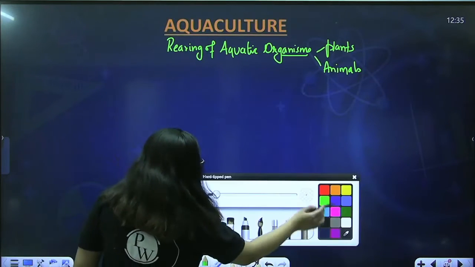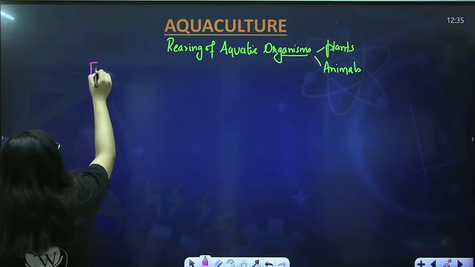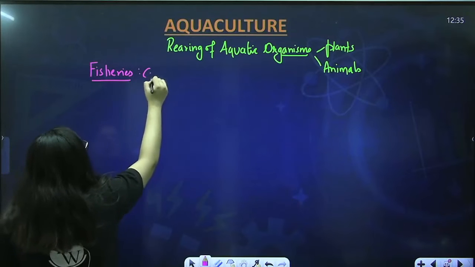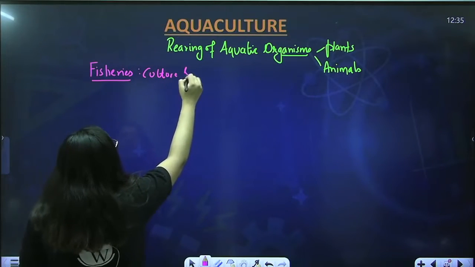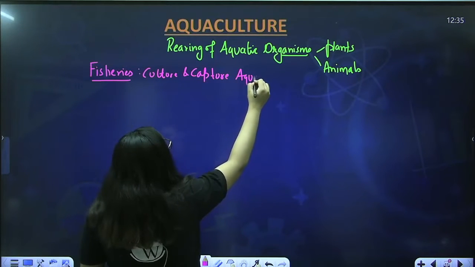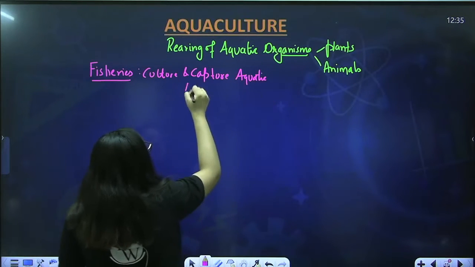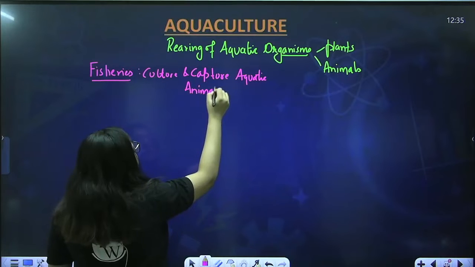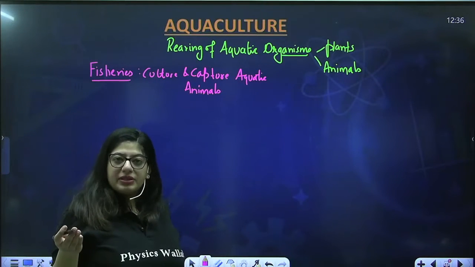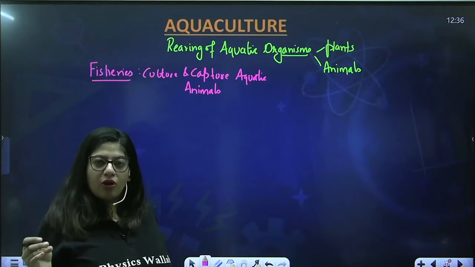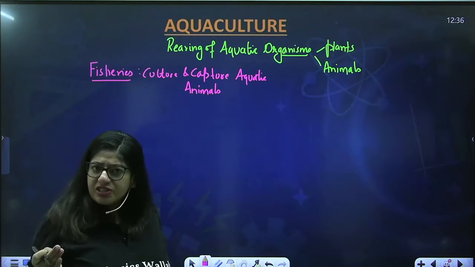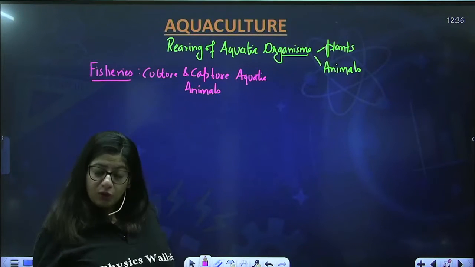Whereas there is another thing you must have heard of, fisheries. In fisheries, we culture and capture aquatic animals. Now these aquatic animals can be anything. It can be your fishes, it can be your crabs, it can be lobsters, it can be prawns, it can be shrimps, it can be your oysters, it can be octopus. Yes, people also eat octopus.